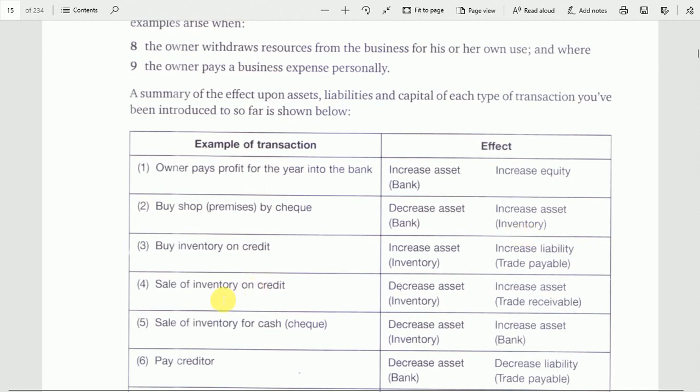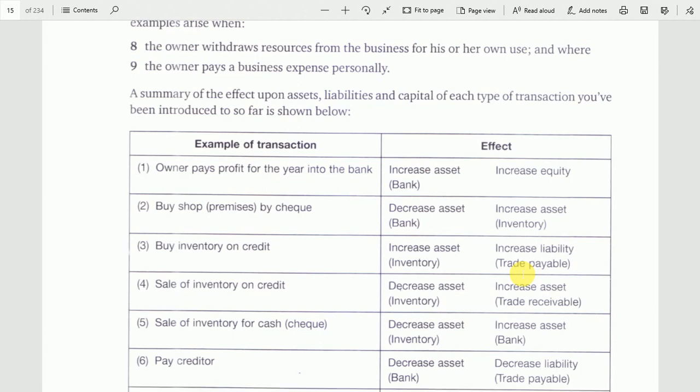Buy inventory on credit. Point 3, you can see here. If you buy inventory on credit, of course inventory increases, and the effect on the financial position is that we have a liability, because we bought that inventory on credit, so we are going to pay for that inventory in the future. So it gives rise to trade payable, so we have a liability over here.